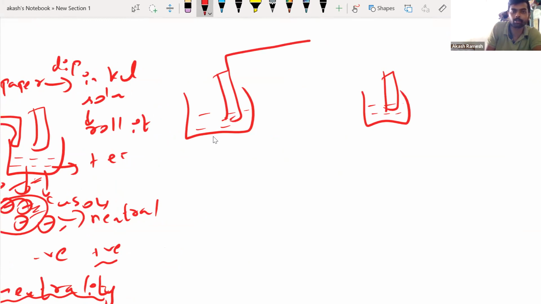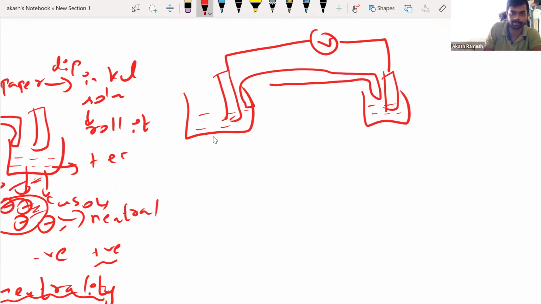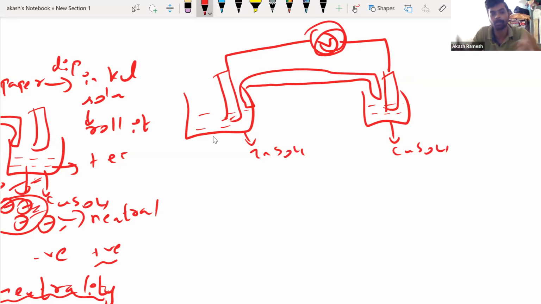The only difference is, instead of a bulb, I am going to connect a voltmeter. The salt bridge is there. Again, this is zinc sulfate, this is copper sulfate, everything is the same. So now I will be able to measure this potential difference, and this value will be known to you. What is the potential difference? Now, this we understood.